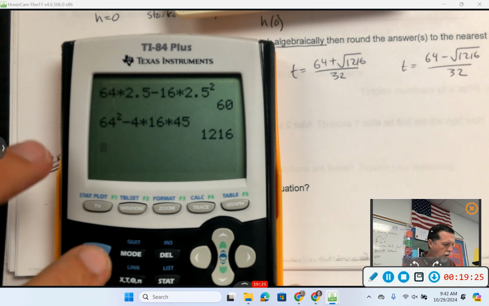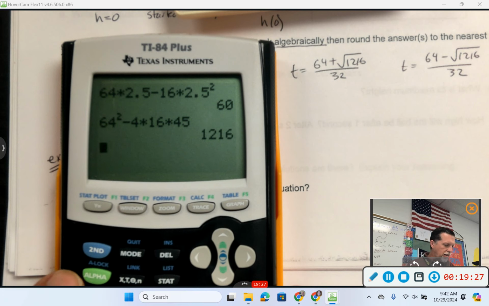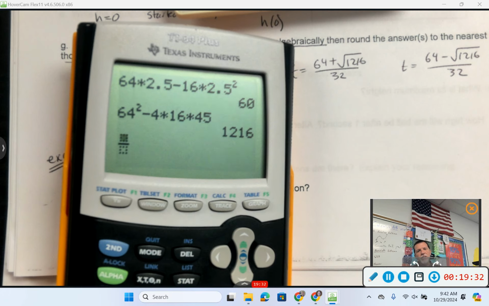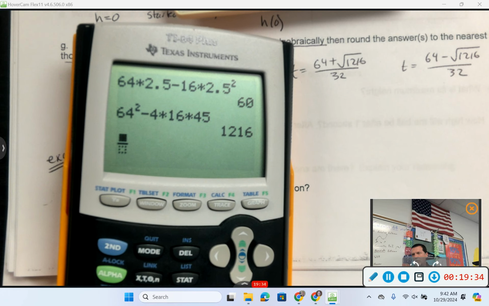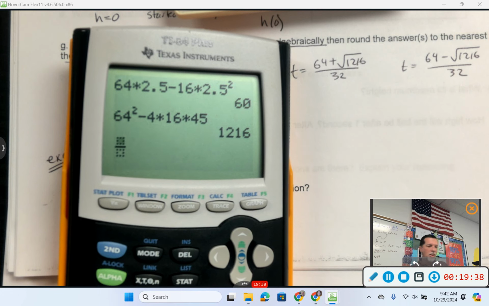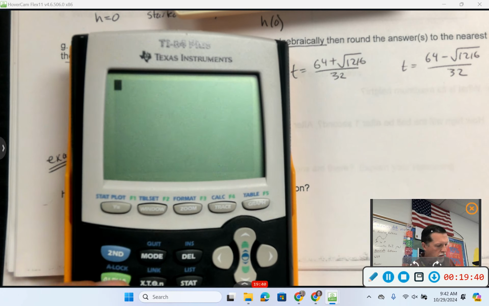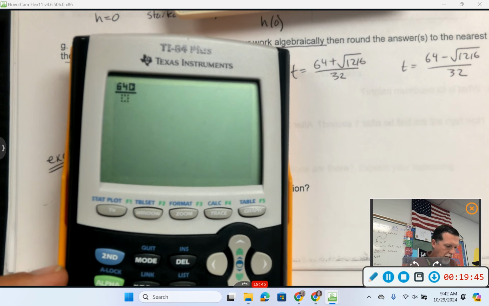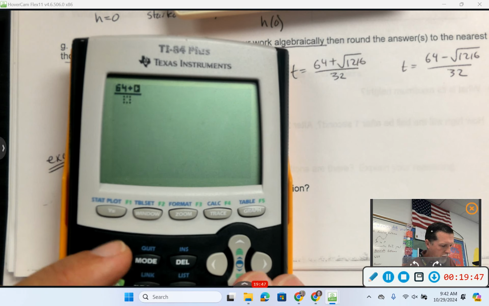I like to use the fraction bar. Whoops, that's not the fraction bar. That's the fraction bar. Alpha F1. You don't have to. You can put parentheses. Just be careful with parentheses and the square roots and division. Again, fraction bar is alpha F1. If you like that, it keeps it straight as to who's in the top and who's in the bottom.